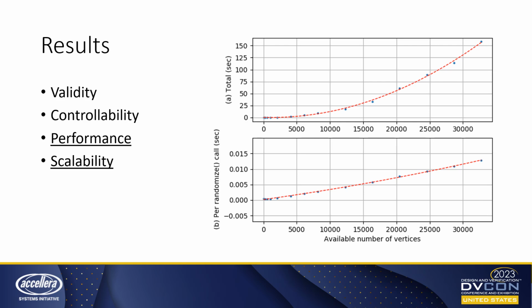We also created a simple scalable UVM environment, in which we could configure a number of available vertices for randomization. You can see that in the graph on the right-hand side, and we ran hundreds of simulations for each data point. What we noticed was that our framework had a polynomial time complexity, which is a tractable result for this kind of problem.